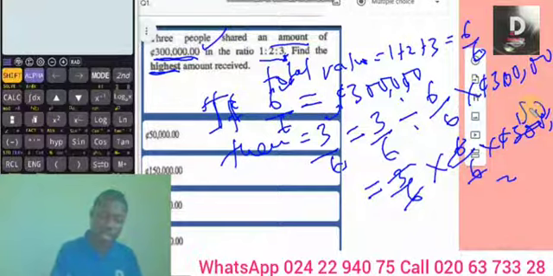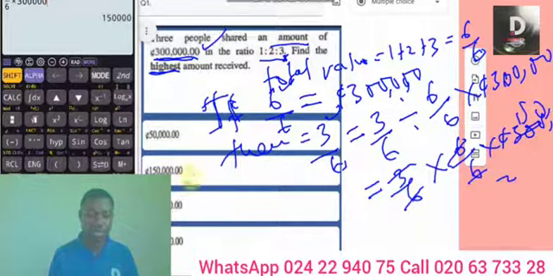But let's do it with a calculator. 3, fraction key, over 6. Make sure you put your cursor at the center. Times 6 over 6 will produce 1, so I can choose not to type it. So times 300,000. 1, 2, 3. The answer is 150,000. Do you see it? So that's option B, the correct answer. Super.